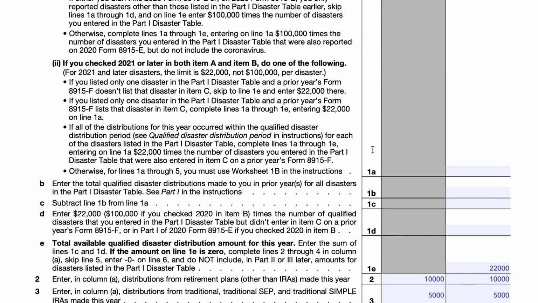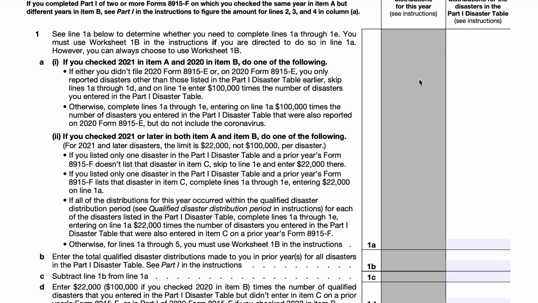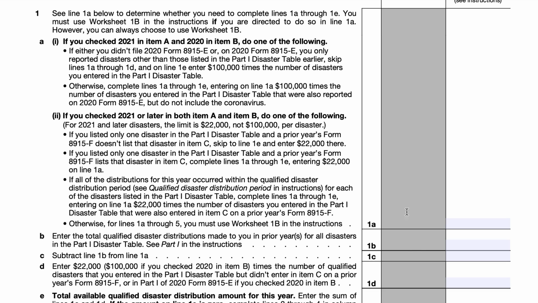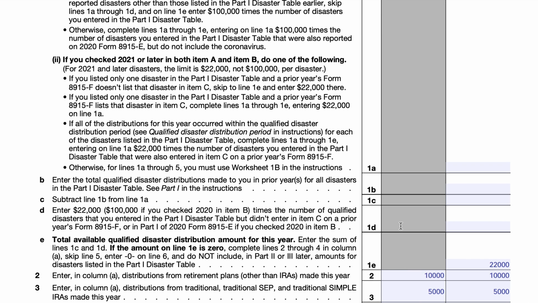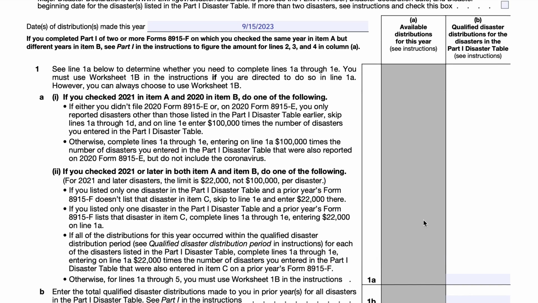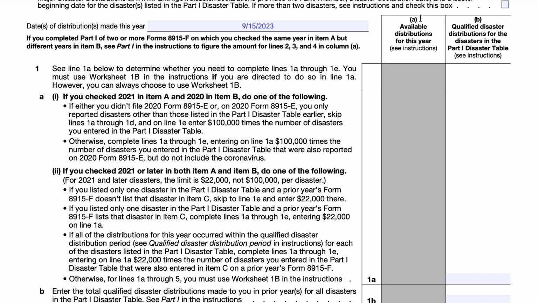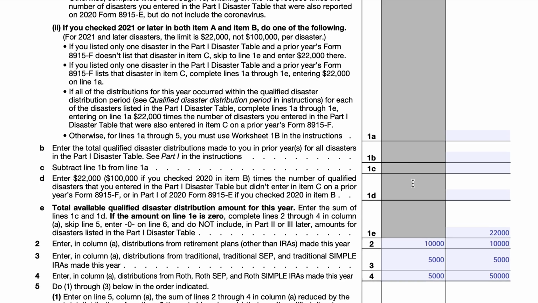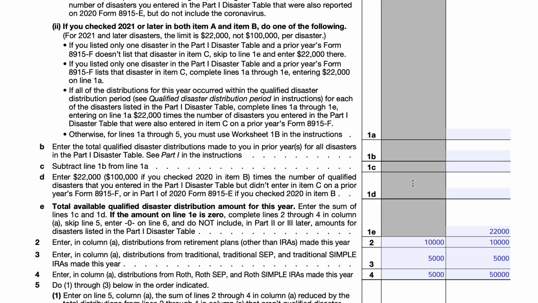So you'll notice that column A for the entire line 1A through line 1E, it's all grayed out. We'll walk through what column B is in just a second. But basically, available distributions are in column A, and then qualified disaster distributions are in column B. So first, we have to report what the distributions were, and then we're going to go back and see if we can just carry those figures over to column B, or if we have to shoehorn certain information together.